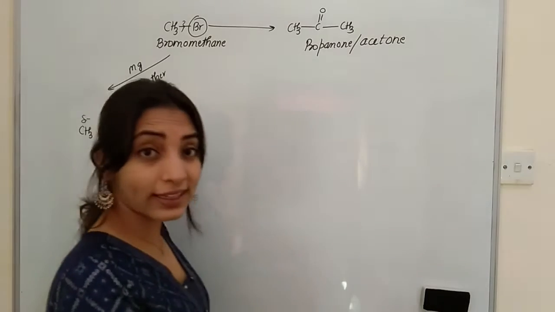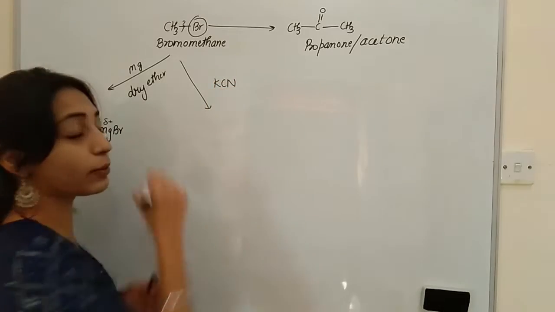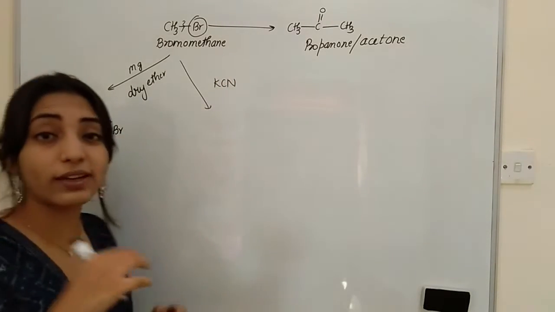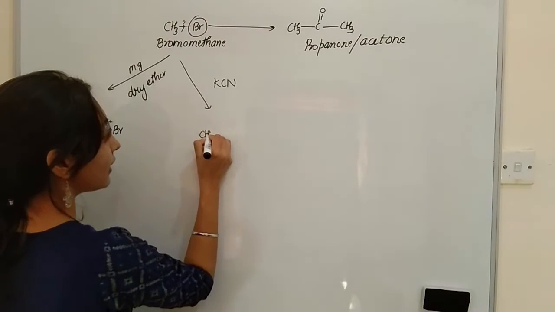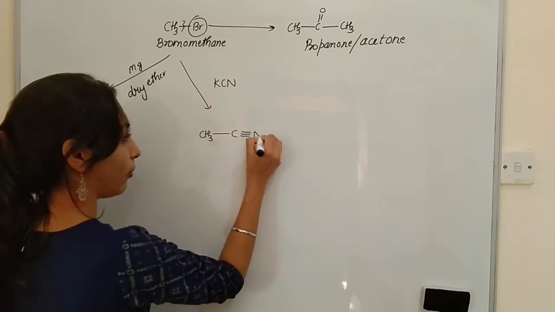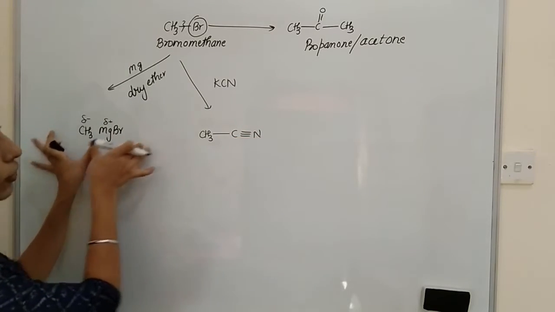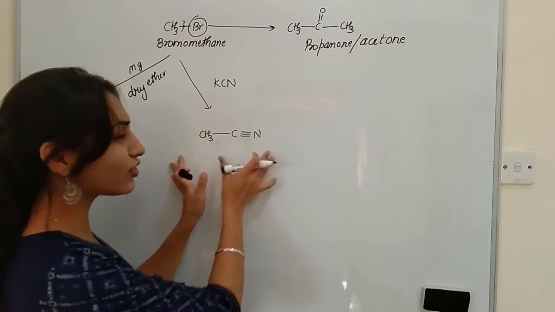If I talk about the second step, you just add KCN, potassium cyanide. So the number of carbon atoms will increase by 1 if you treat it with potassium cyanide. It becomes CH3C triple bond N. That's it. Now we have to see how Grignard reagent can react with C triple bond N. This is not a tough thing.